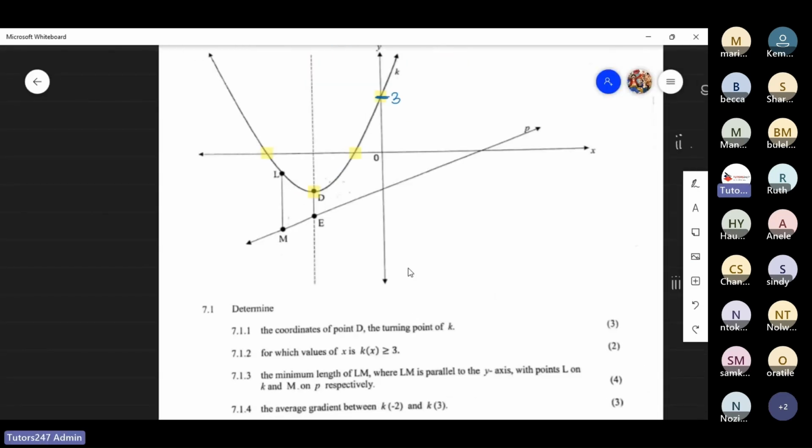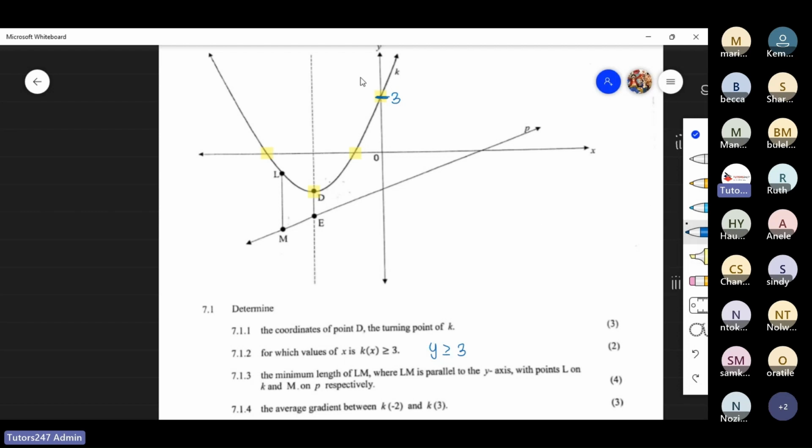So we've got, for which value of x is k of x greater than or equal to 3? So this is more of an inequality question. How we would answer this is we first need to understand what the question is asking us. They've stated, for which values of x is k of x greater than or equal to 3? Now keep in mind, k of x represents y. So they want to know for which values of x will that produce y values greater than or equal to 3.